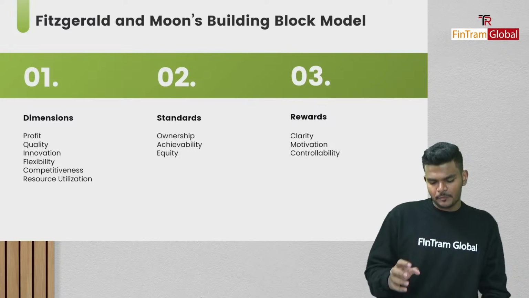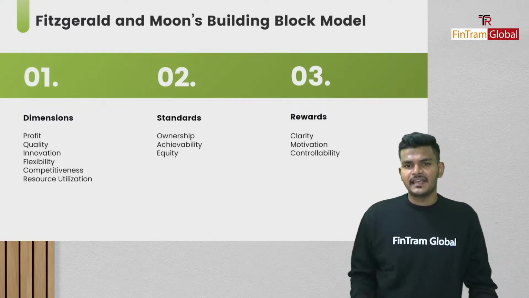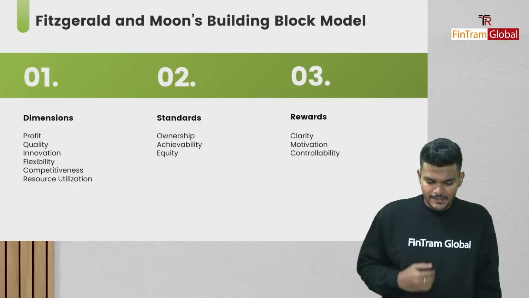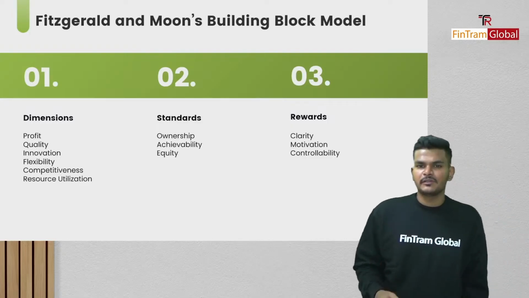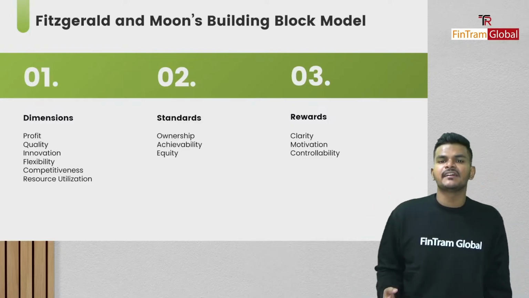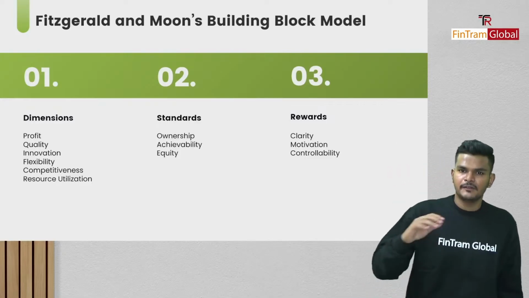The second building block, which is standards, tells us how exactly targets should be set, or what the nature of the targets or standards should be. So what all things do we look at? Ownership. If you're setting the targets, people who are trying to achieve the target should feel like they own the particular target. They can definitely do this. They can own it.